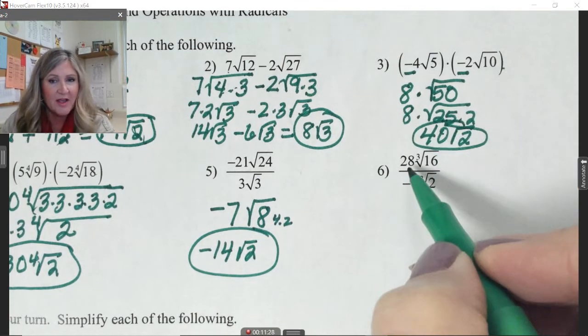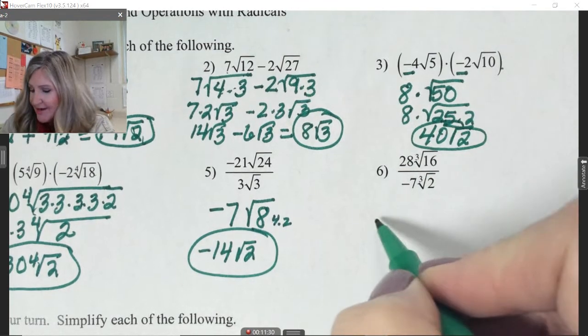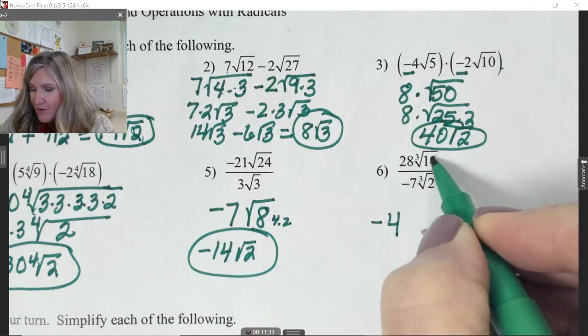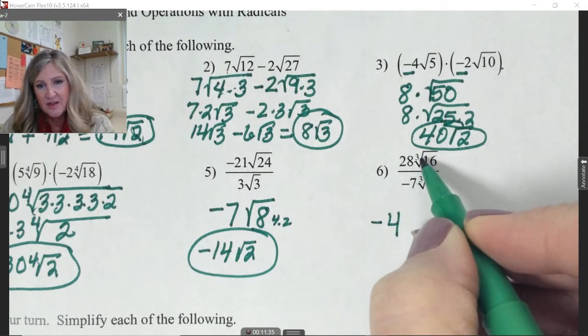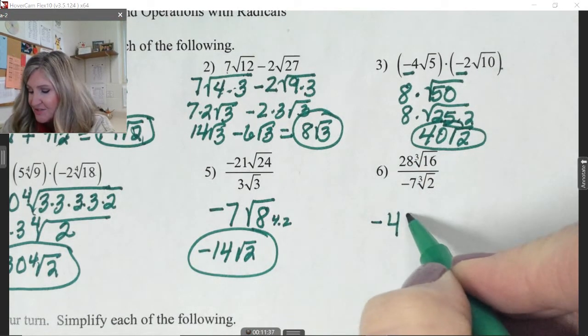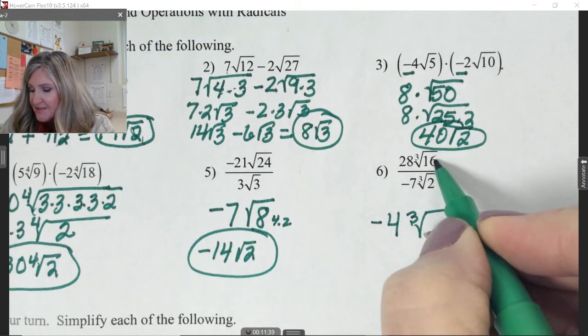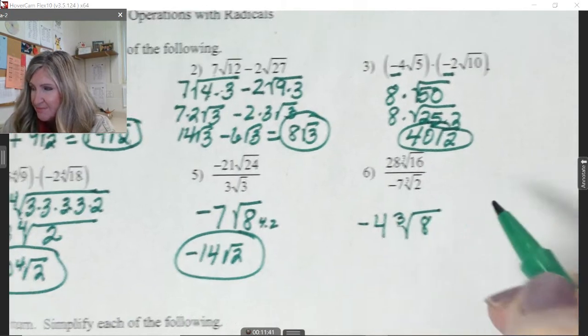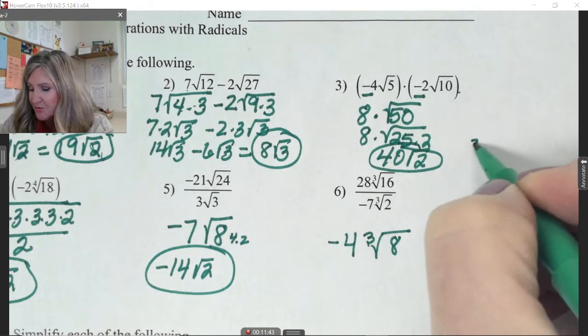We do it the same way. These parts are alike. We get negative 4. We divide these two parts. We have a cube root that we have to keep that cube root. 16 divided by 2 is 8. Let's talk about some perfect cube roots.